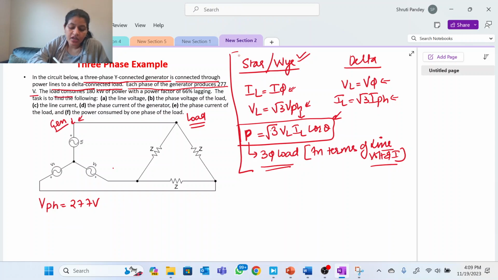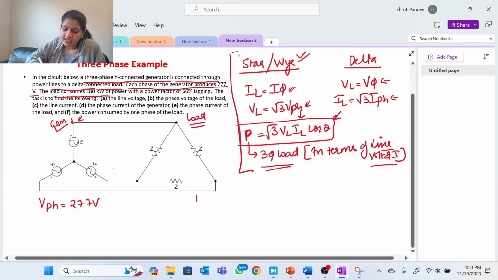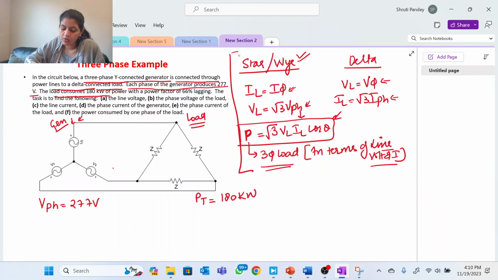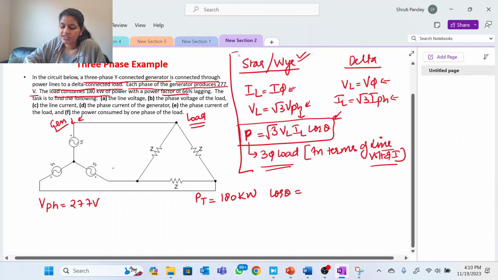Now what else? The load consumes 180 kilowatts of power. They have not mentioned anywhere that it is single phase power. They are saying that the entire load consumes 180 kilowatts of power with a power factor of 66% lagging. That means P total is given: from the load side, total power is 180 kilowatts. Power factor is cos theta, which is 66 by 100, that is 0.66.